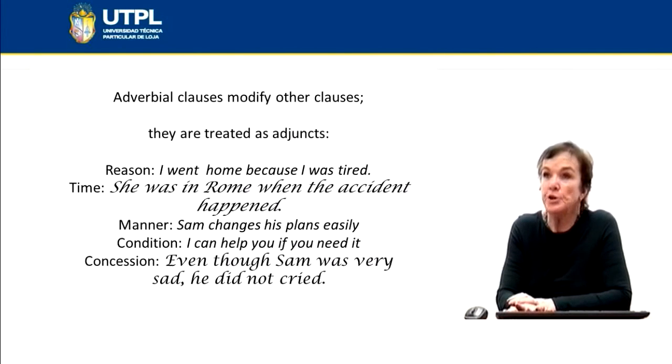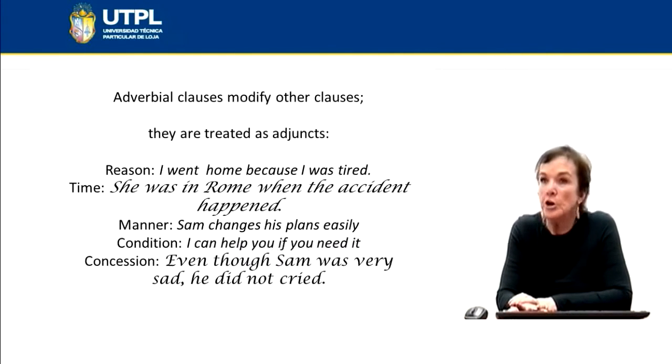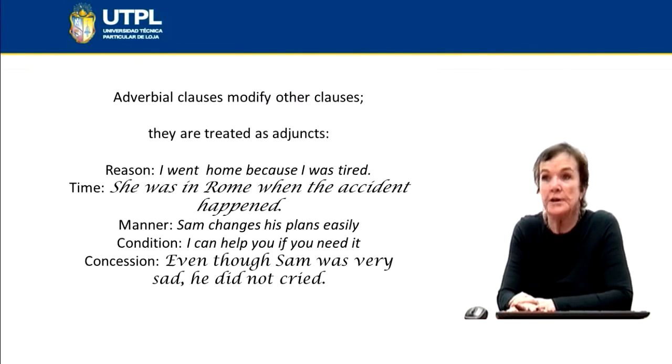We have different types of adverbial clauses. Reason, for instance, I went home because I was tired. We recognize the subordinate clause because I was tired because of the subordinating conjunction. The subordinating conjunction because indicates that there is a reason after it. Another type of adverbial clause is the one that expresses time. She was in Rome when the accident happened. When is a WH word indicating time, and it is fronting the subordinate clause the accident happened.